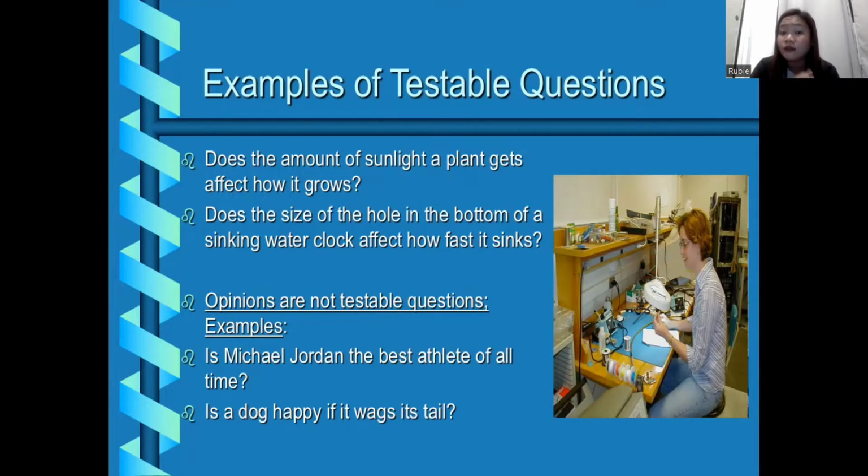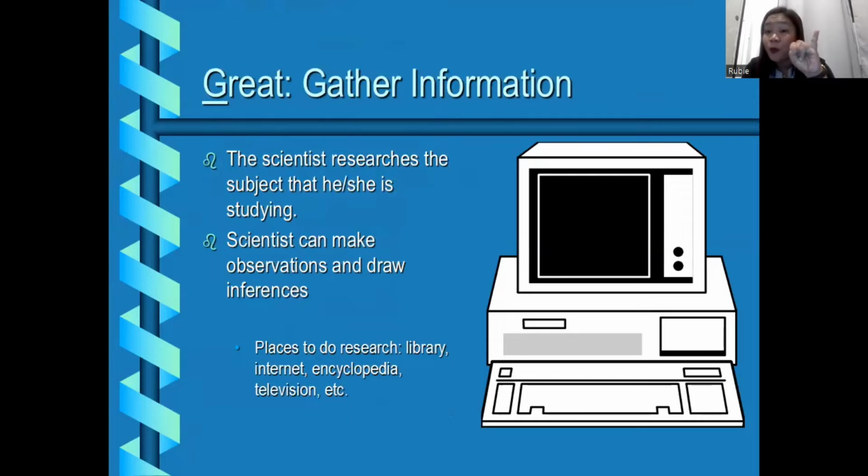Opinions, on the other hand, are not testable questions. Like, is Michael Jordan the best athlete of all time? That is not a testable question. Is a dog happy if it wags its tail? That is also not a testable question. We're done with the S, which is state the problem.